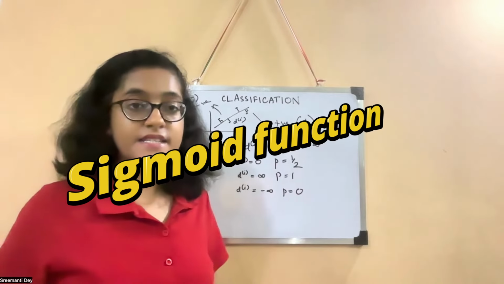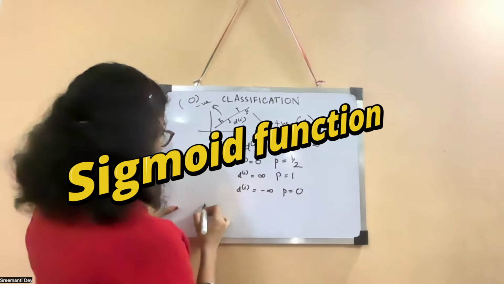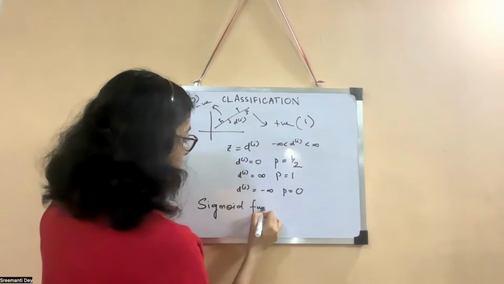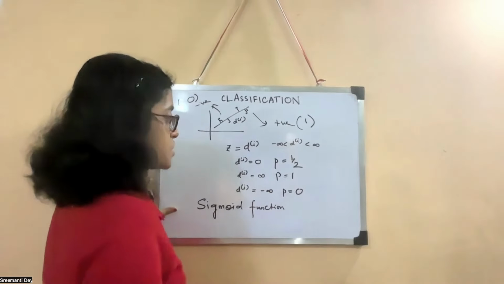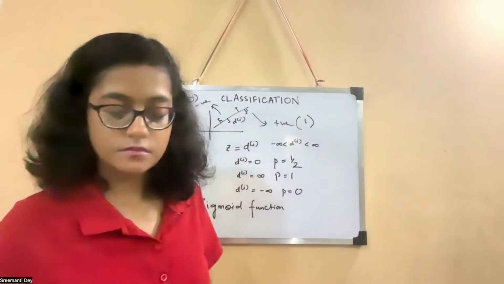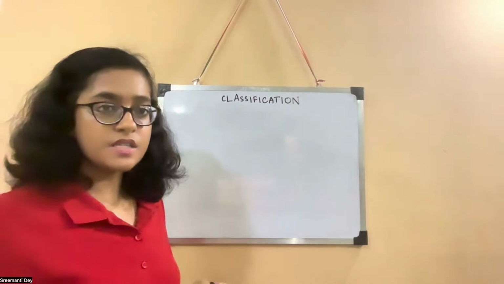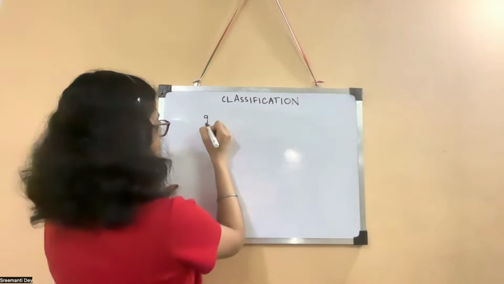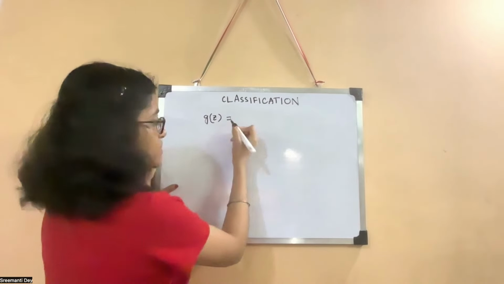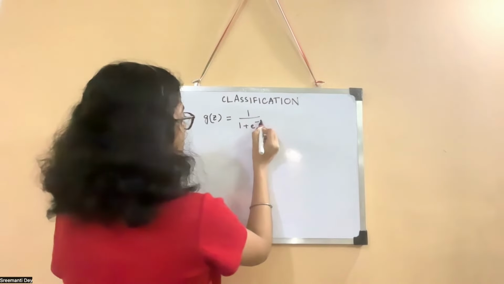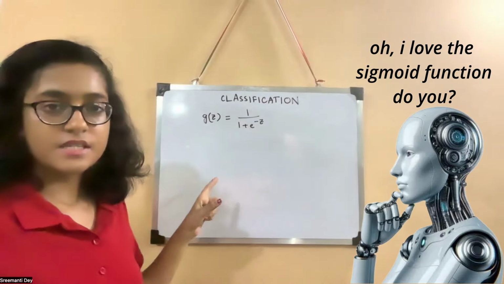So now, what function fits all these conditions? Yes, that is the sigmoid function. Write this down. This is the sigmoid function. Now we are going to see how the sigmoid function looks. We denote it generally as g as a function of z. It would be 1 upon 1 plus e to the power minus z. This is the sigmoid function.